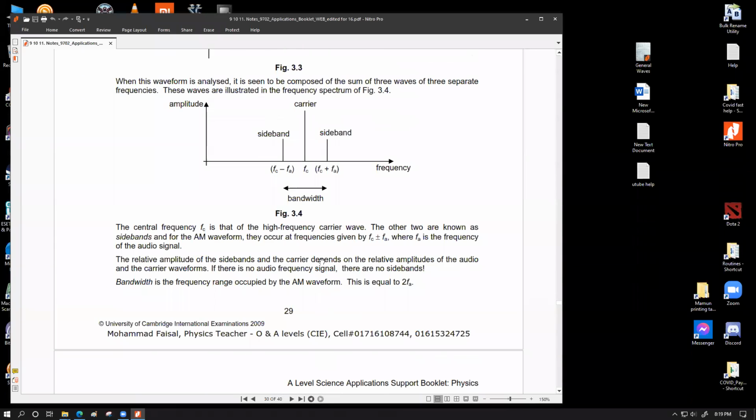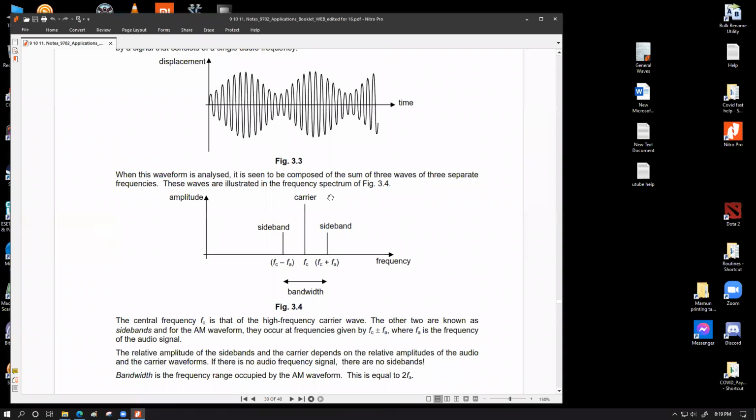How these sidebands came into existence is not shared in your syllabus. It says that when this waveform is analyzed, it is seen to be composed of the sum of three waves of three separate frequencies. So how did the analysis of this wave give us the carrier wave and sidebands individually? That analysis process is not shared in your syllabus.